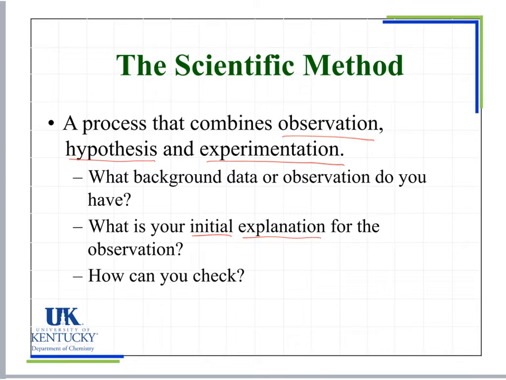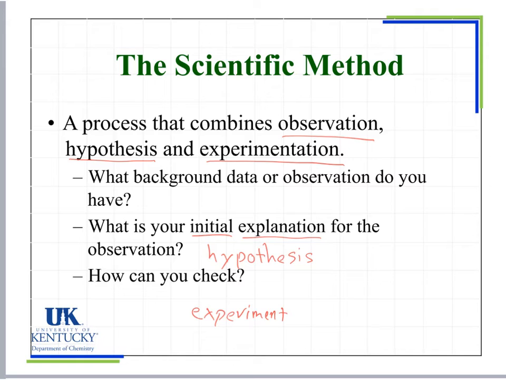So that initial explanation is a hypothesis. How can you check it? You have to design experiments. So the first step is to have an explanation, and that's your initial explanation over whatever you observed, and that's your hypothesis. The next step to check it is designing some experiments. So the next step is experimentation.